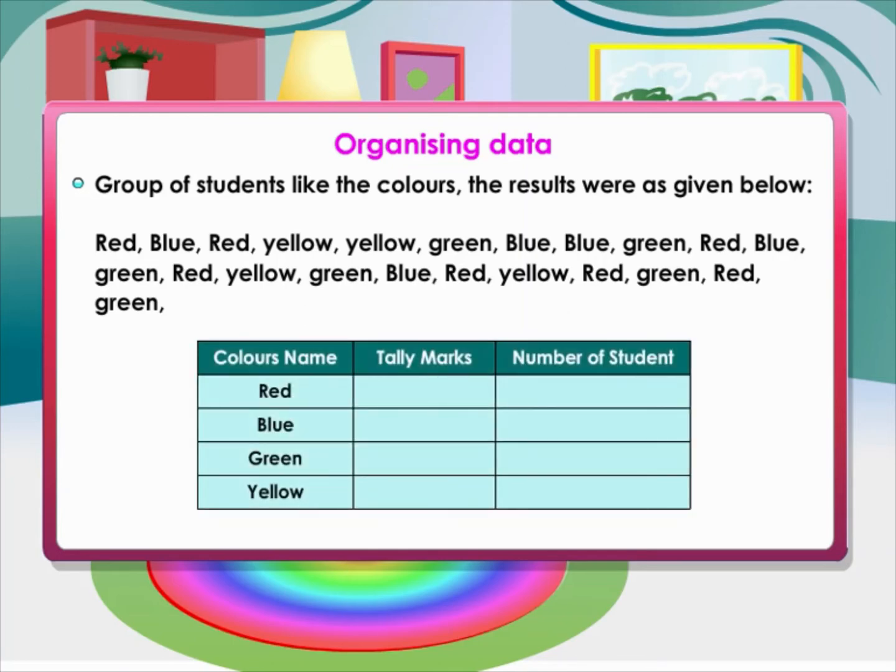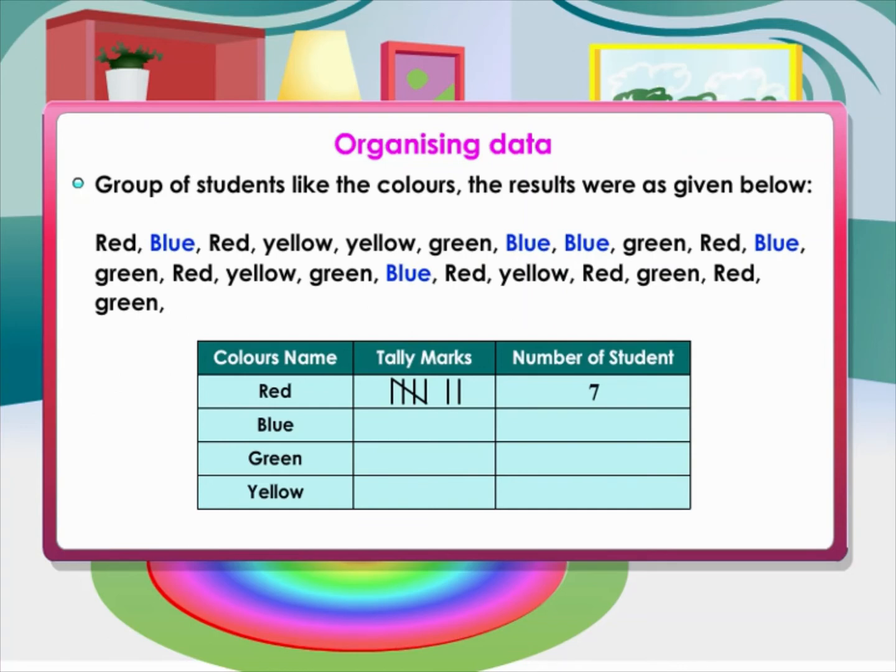It is easy to do a tally. Just put marks in a table. Before marking tally marks, count how many of them are red in color. There are 7 red colors. Now mark 7 tally marks and write the number of students who like red color is 7.